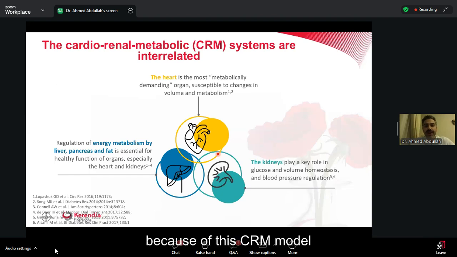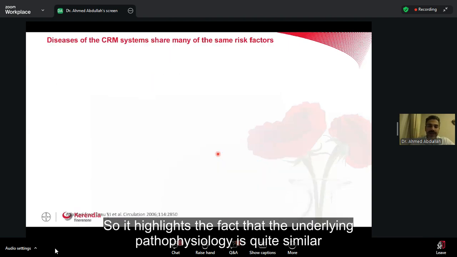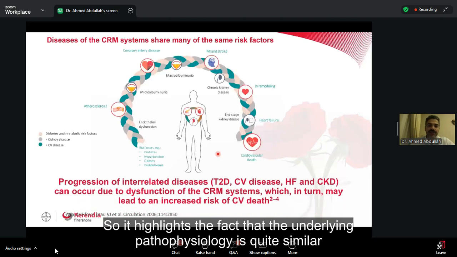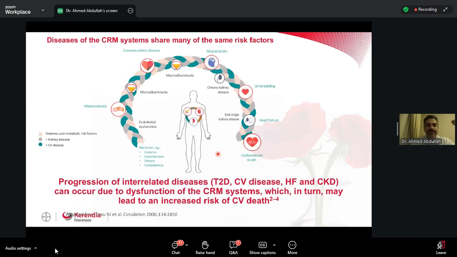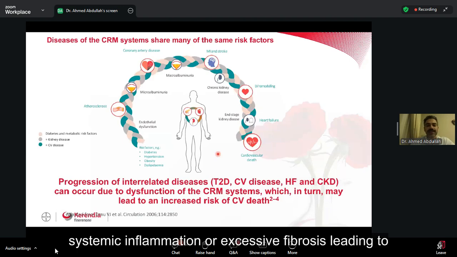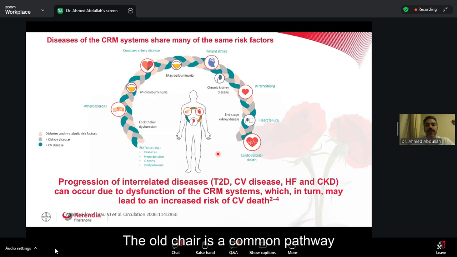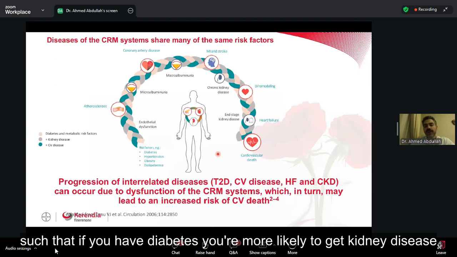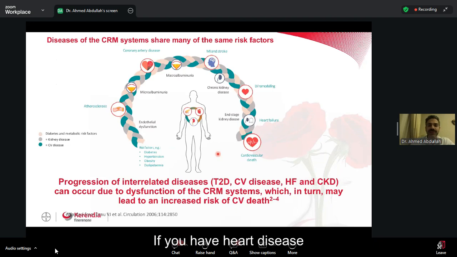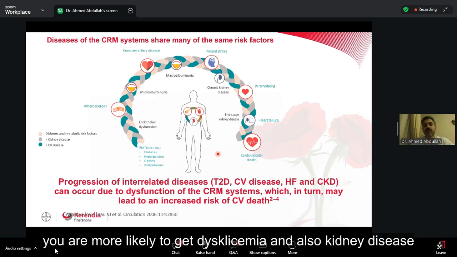this CRM model. So it highlights the fact that the underlying pathophysiology is quite similar, whether it's endothelial dysfunction, systemic inflammation, or excessive fibrosis leading to tissue remodeling and organ dysfunction. They all share a common pathway, such that if you have diabetes, you're more likely to get kidney disease, heart disease. If you have heart disease, you're more likely to get dysglycemia and also kidney disease.